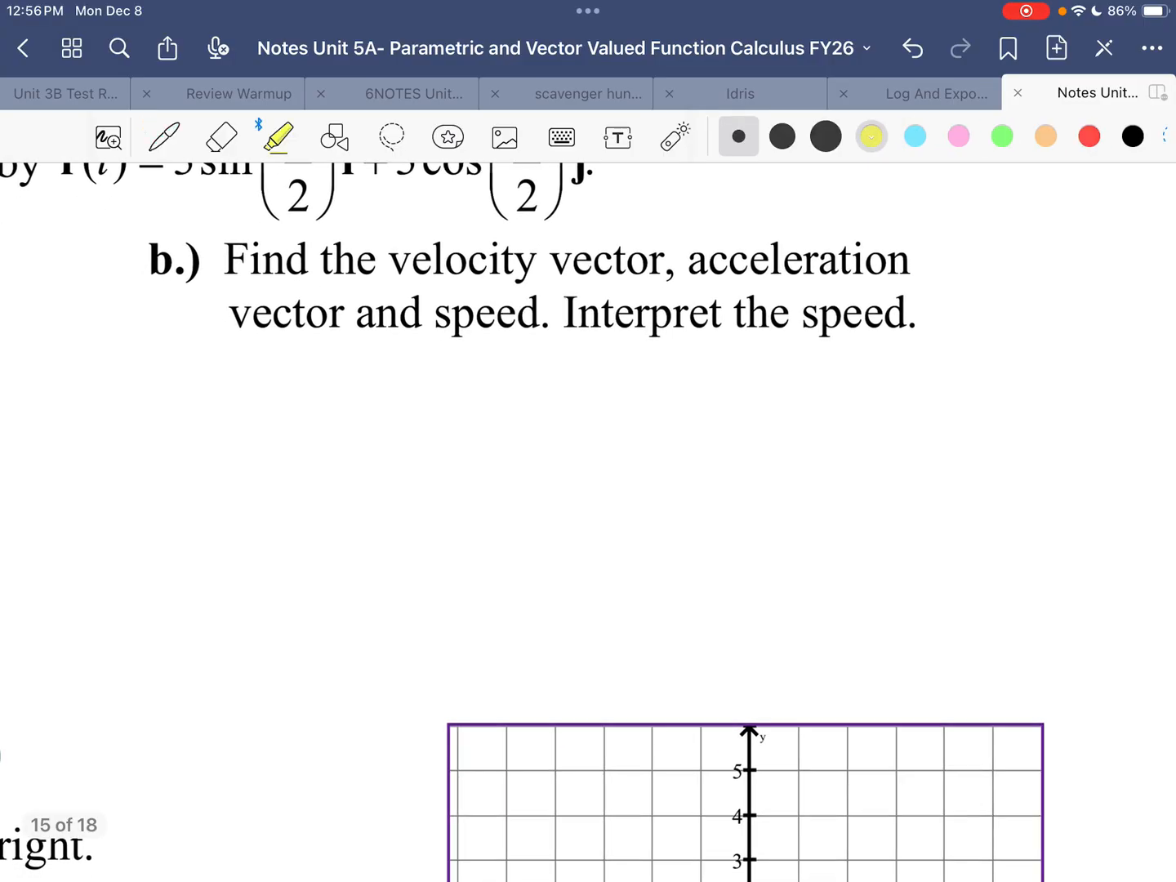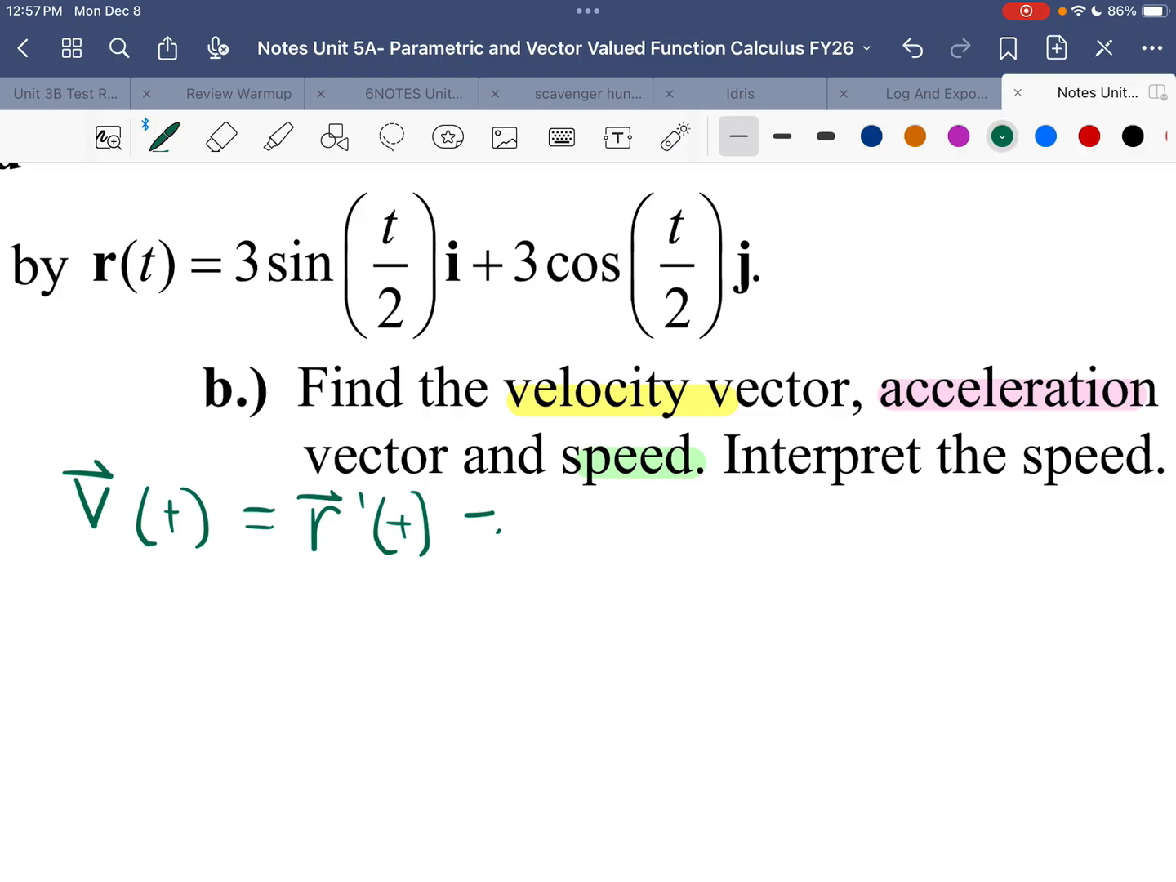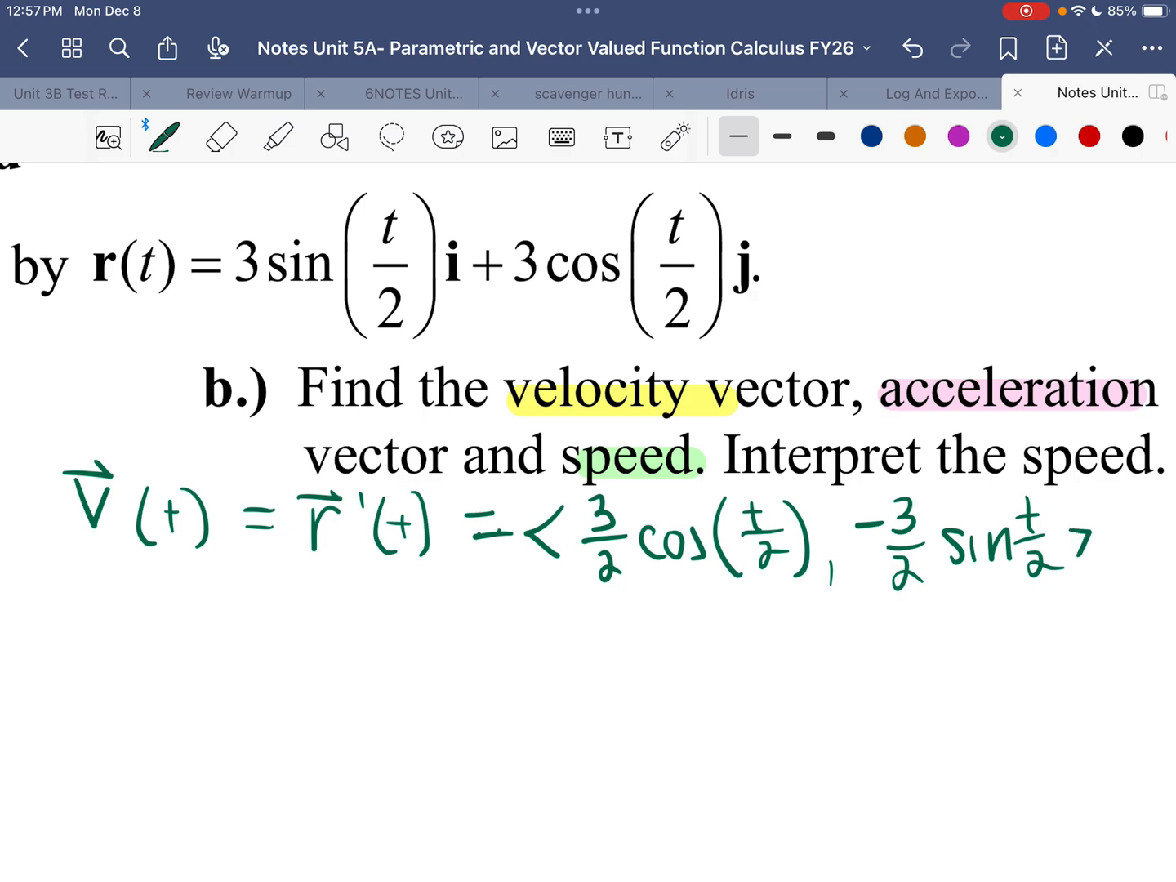Now we're finding the velocity vector and the acceleration vector, and then the speed, and interpreting the speed. So first we're going to find the velocity. Remember, v of t is equal to the derivative of r. Taking the derivative of sine is cosine, and don't forget the chain rule, so multiplying the 3 by 1/2. Derivative of cosine is negative sine, don't forget the chain rule. Okay, so here's our velocity.